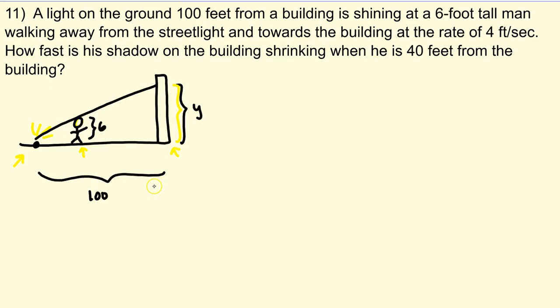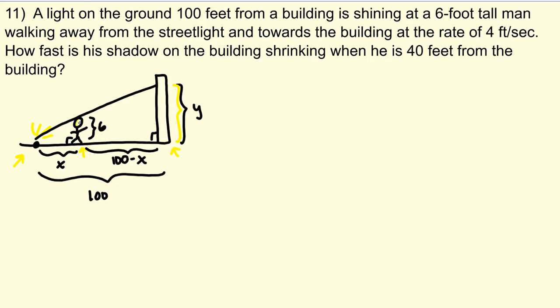And we know that his distance from the building is changing. His distance from the light is changing. So we're going to label one of those, probably X. Let's say this one here is X. You could use the other one as X, doesn't matter. And so then this here would be 100 minus X. Assuming the building is perpendicular to the ground, I'm going to put a little right triangle in there, and same thing with the man on the ground, a little right triangle in there.